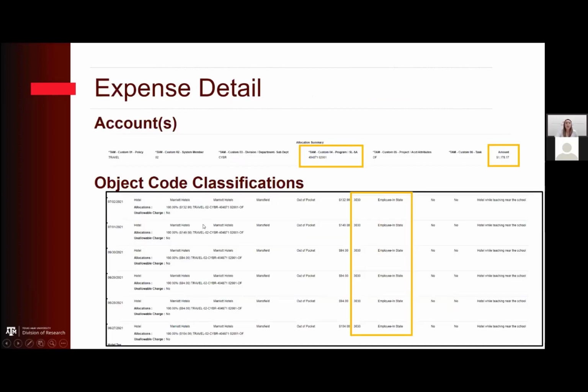Then after reviewing the report header, we move on to the expense detail. So first, we're going to look at the accounts that are allocated for these expenses. So we'll look at the account, and then we'll look at the overall amount to ensure that there are funds available to process this report. Next, we'll look at the object code classifications. And like I mentioned, this is all generated from that travel classification that's selected in the header. So we're looking at the generated object codes that are applicable to each expense listed and ensuring that those will map back appropriately to the sponsor approved budget.